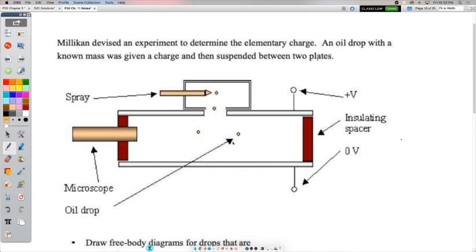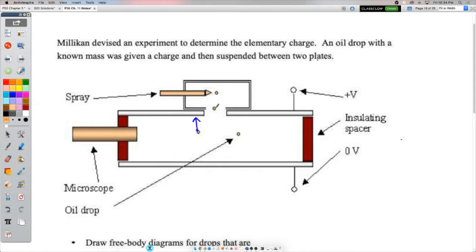So once these were charged, he had X-rays coming in that would ionize the air, and then these would pick up a negative charge, okay? He used the electric force upward, and he balanced it with the gravitational force downward, right?